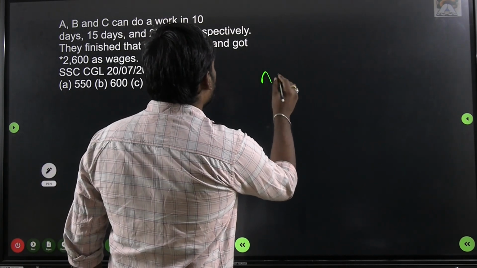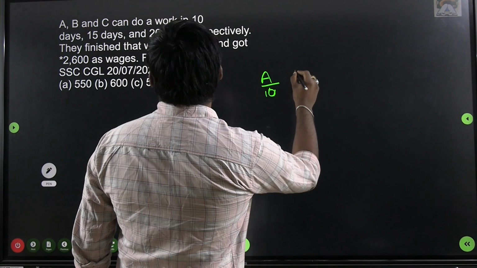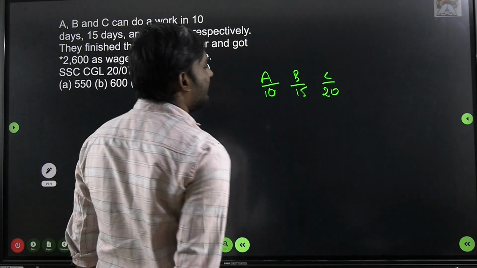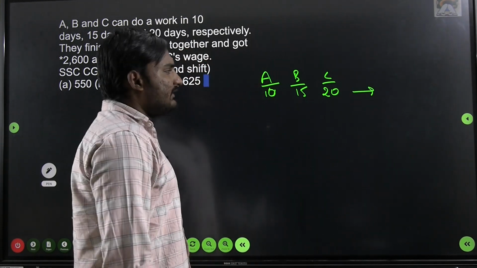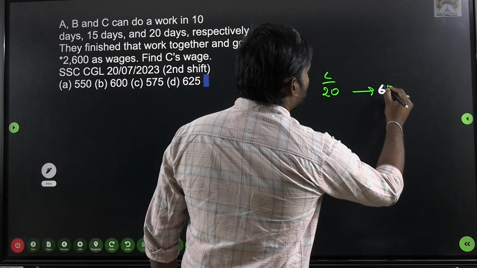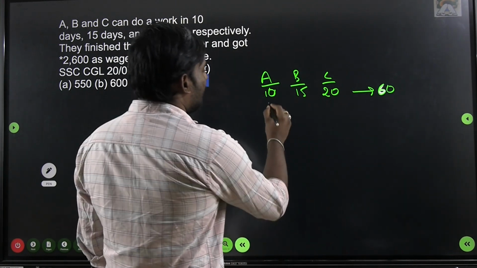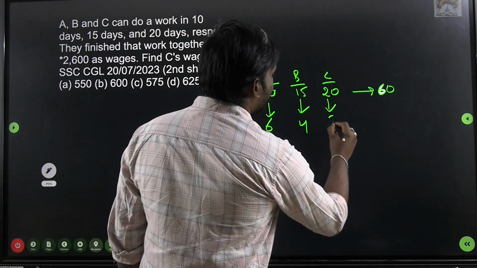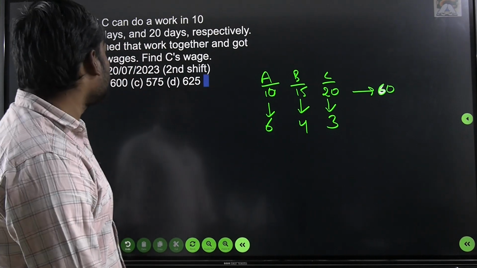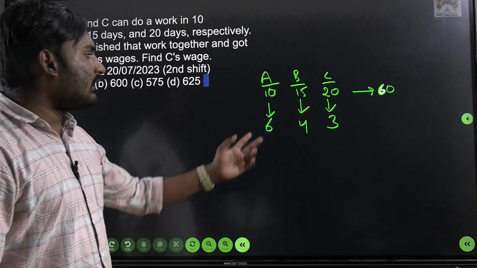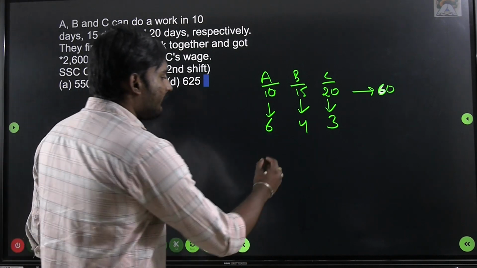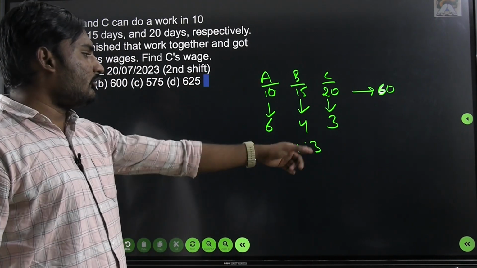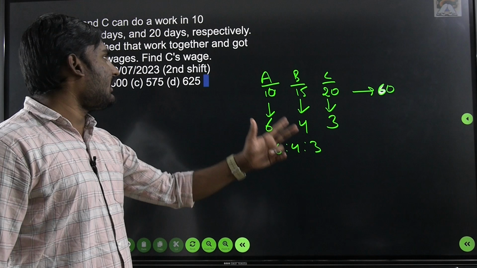A completes the work in 10 days, B completes the work in 15 days, C completes the work in 20 days. The LCM of A, B, C is 60. Let us assume 60 parts. Here A will do daily 6 parts, B will do daily 4 parts, C will do daily 3 parts. The work efficiency is in the ratio of 6:4:3, and they are working in this ratio.